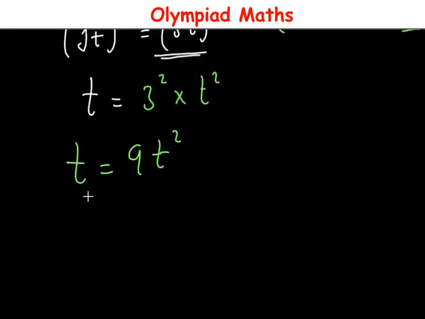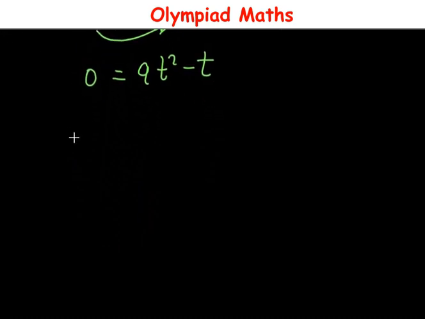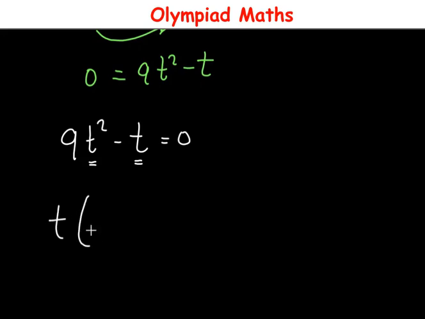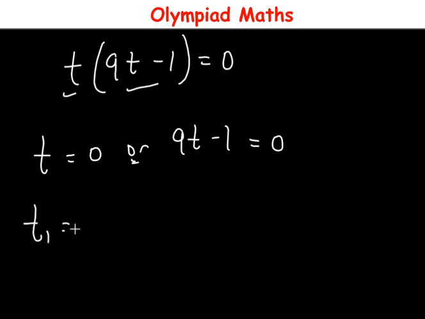So with this, move t over to this side. Here becomes 0 is equal to 9t squared, then minus t. The next thing is for us to rearrange this, shows that we have it as 9t squared minus t is equal to 0. Now t is a common factor here, so factorize out t into bracket 9t minus 1, all is equal to 0. So with this, we can equate this to 0 or equate this to 0. So t is equal to 0 or 9t minus 1 is equal to 0. So with this, we have gotten the first value of t, t1 is equal to 0.